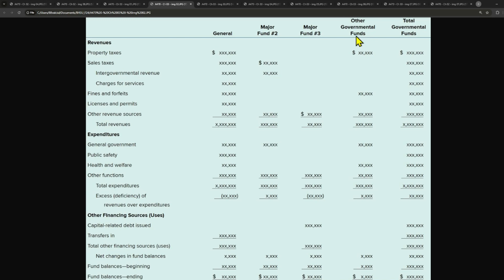So anyway, that's another type of fund, the permanent fund. But because none of them rise to the level of a major fund, they all get aggregated here in the other funds.